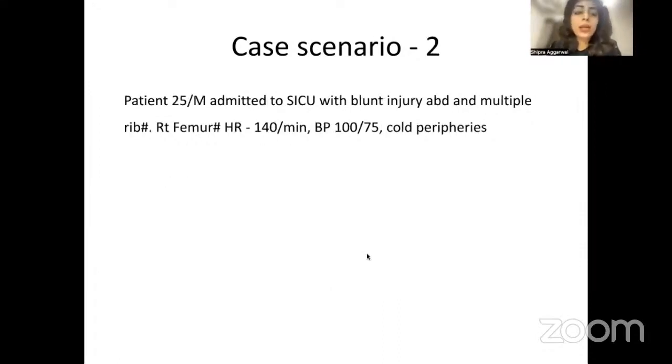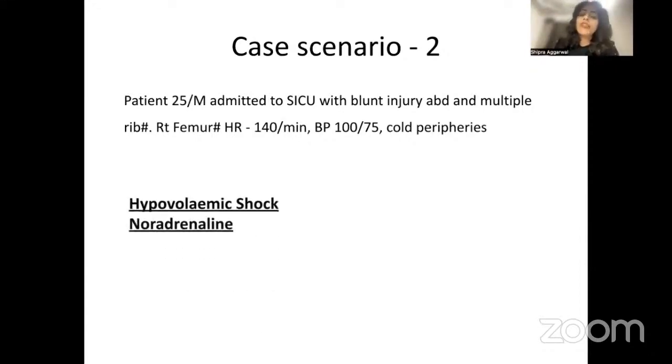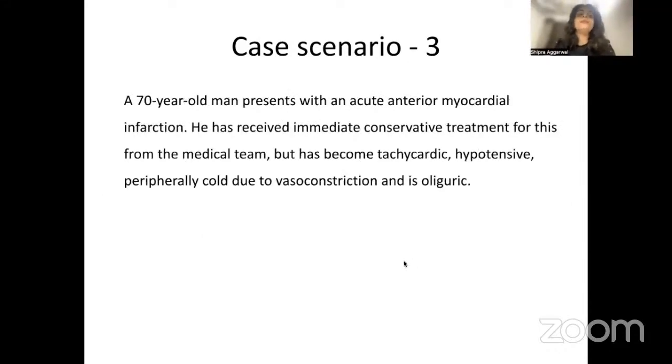Second case scenario is a 25-year-old male patient admitted to the surgical ICU with blunt injury abdomen and multiple rib fractures along with right femur fracture, with a heart rate of 140 beats per minute and a BP of 100 by 75 with cold peripheries. So this is a case of hypovolemic shock and should be treated with bony injury stabilization and fluids. And if the BP is not picking up with fluids, then you have to add noradrenaline.